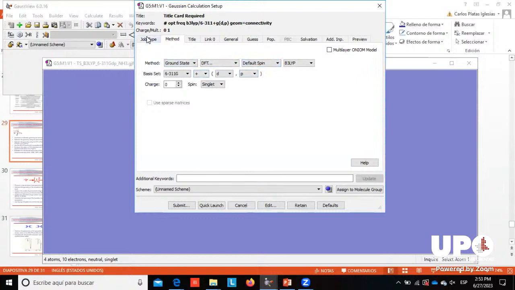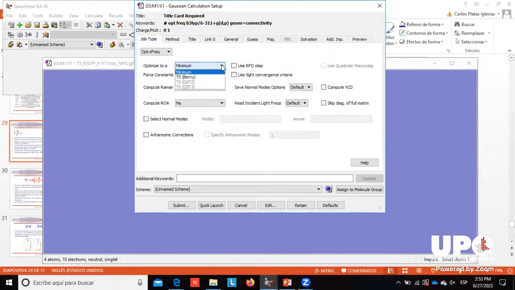I think it was in job type. Okay, yes, I forgot this. Okay, we optimize a transition state. And then actually we need to calculate the force constant somehow. And we can use it at every point. So what is it? Force constants, calculate at all points.